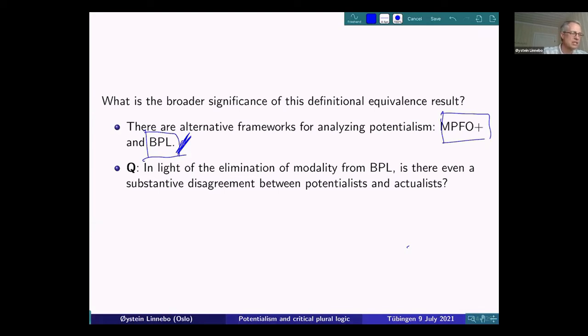And this raises a nice question of, given that you can eliminate modality from one of the frameworks in which you analyze here, what happens to the disagreement between potentialists and actualists, who say that, oh, this domain is merely potential, and no, it is an actual domain? Has that disagreement somehow been undermined by this result? Is a good question to ask here.